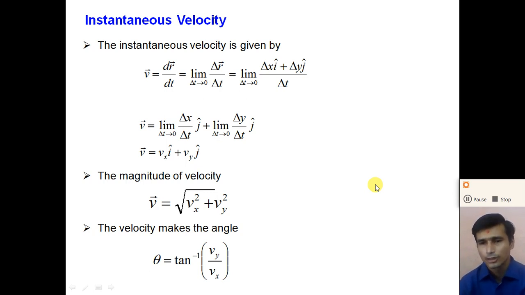So to produce acceleration in two and three dimensions, the velocity can be changed in three ways. First, only the magnitude changes. Second, only the direction changes. And if the magnitude and the direction both change, in all three cases the velocity of the object changes, and we can say that acceleration is produced in the object. So what do we mean by acceleration? The time rate of change of velocity is called the acceleration.